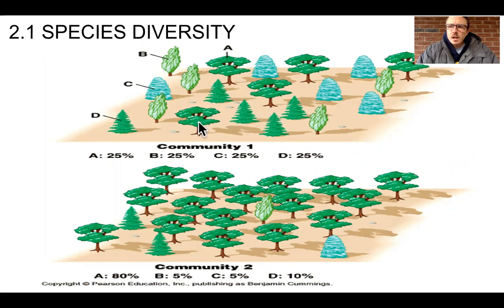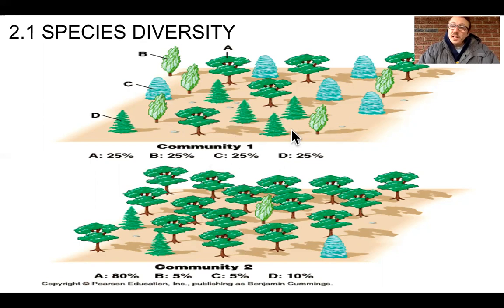If I said, okay, how many species are there? And you counted 1, 2, 3, 4. The species richness of Community 1 would be 4. If you counted it for Community 2, I see 1, 2, 3, 4 different species. If that was the only thing we took into consideration, then these two communities would be of equal diversity, right? They have the same equal species richness.